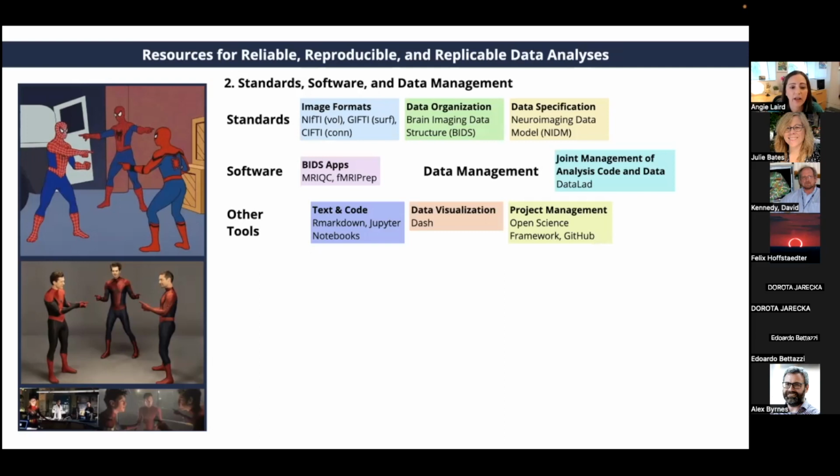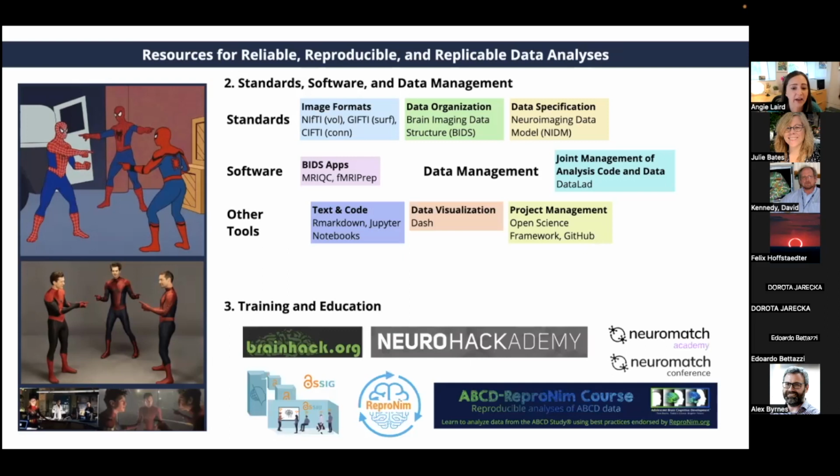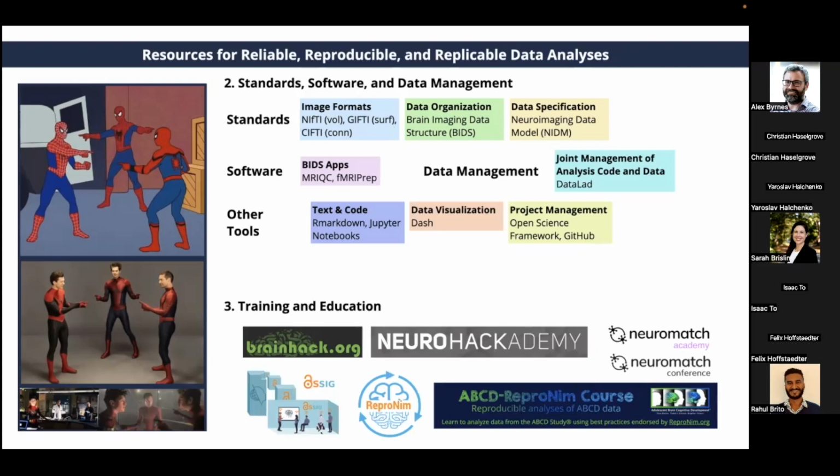And then finally, the third category of resources relates to training and education. For me, one of the most exciting and rewarding aspects of the open science movement is the diverse range of training opportunities that have sprung up in various places where researchers come together to learn data science skills and work on collaborative projects. So these include the Brain Hack Organization, Neuro Academy, NeuroMatch, the OHBM Open Science Special Interest Group, the OSIG, and of course, as you all know, ReproNim. I'm really impressed by the community building vibe of these groups, and I encourage everyone, if you're unfamiliar with any of these, go ahead and check them out.